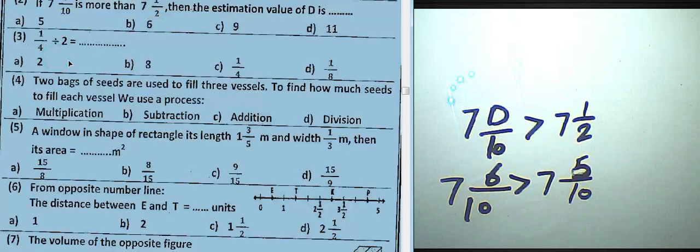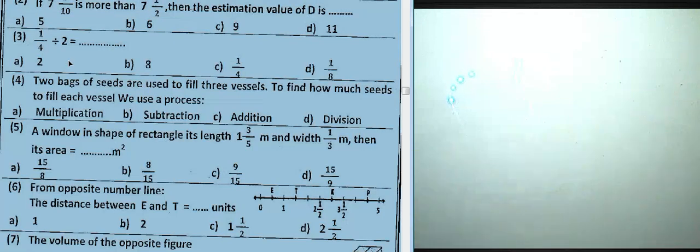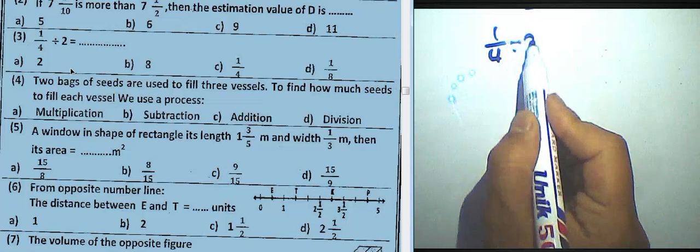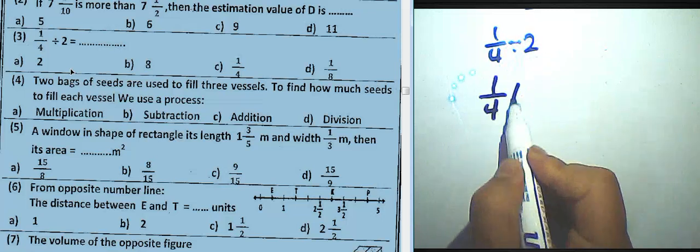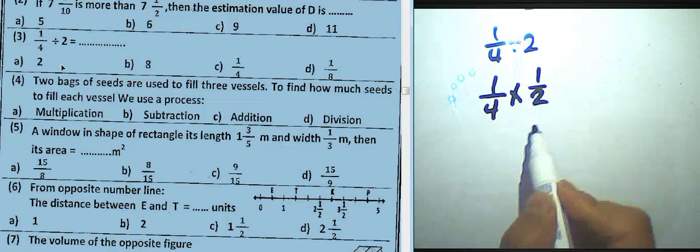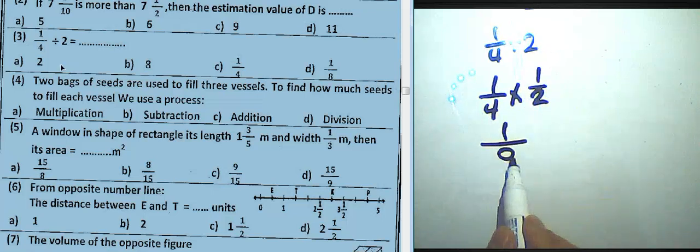Divided by 2. Write the fraction here and write multiplication, and the inverse of 2 will be half. 1 times 1 equals 1. 2 times 4 equals 8. The result will be 1 over 8.